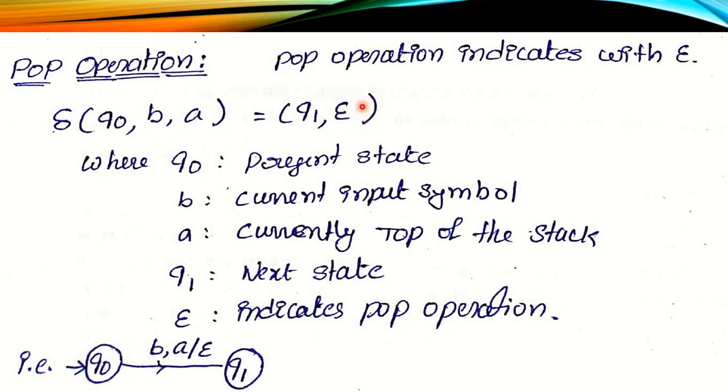So that means whatever was on top of the stack previously, that is A, is replaced with ε. That means A is removed. There is no symbol, so that empty location is indicated by ε. That is the representation of the pop operation. In the transition diagram representation, Q0 is the current state, B is the current input symbol, A is the top of the stack, then perform the pop operation and go to the next state Q1. This is the representation of the pop operation.